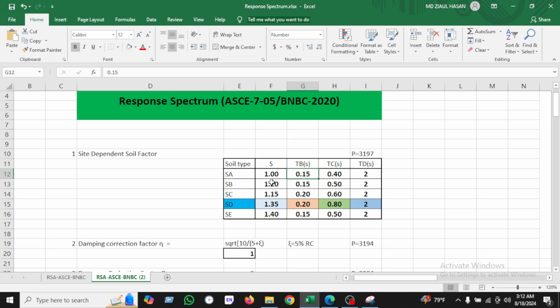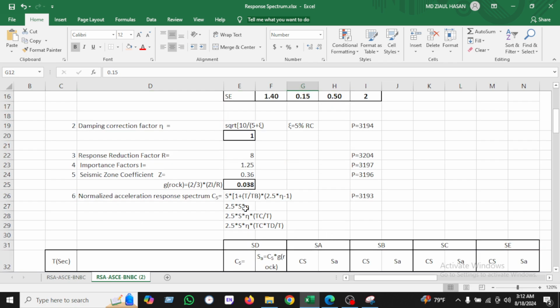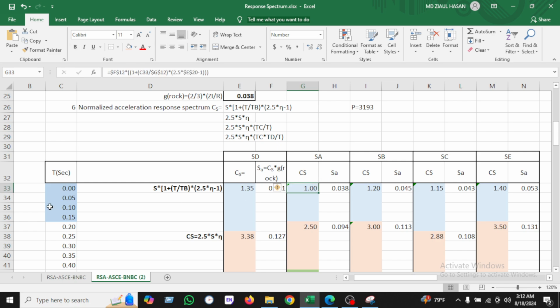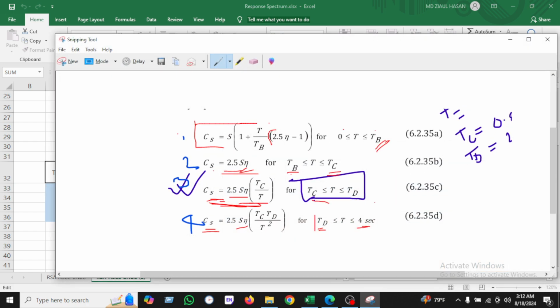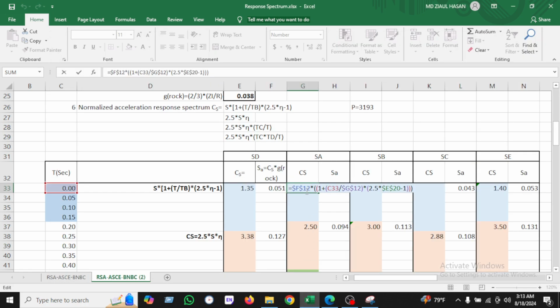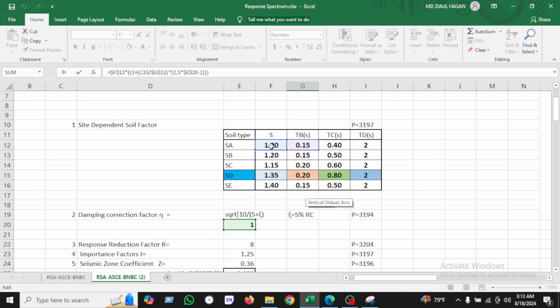So we start from 0 and we will go to 0.5. At first I am seeing here 0, and TB will be 0.5. So the first formula will be for Cs, used from 0 to 0.5. Okay, so I am using this first formula, and I have applied it here. This is the first formula. S into 1. S is cell number F12.